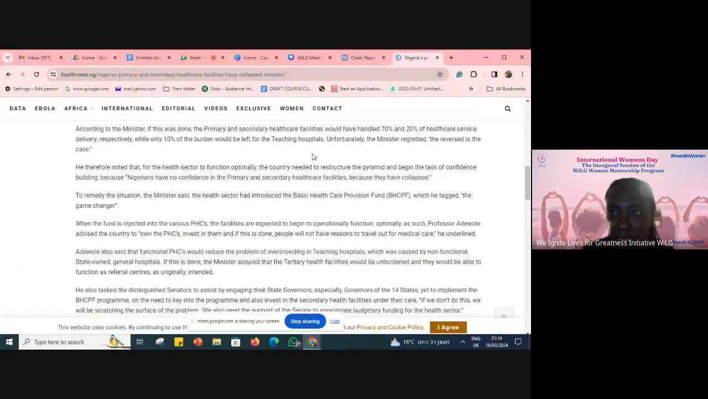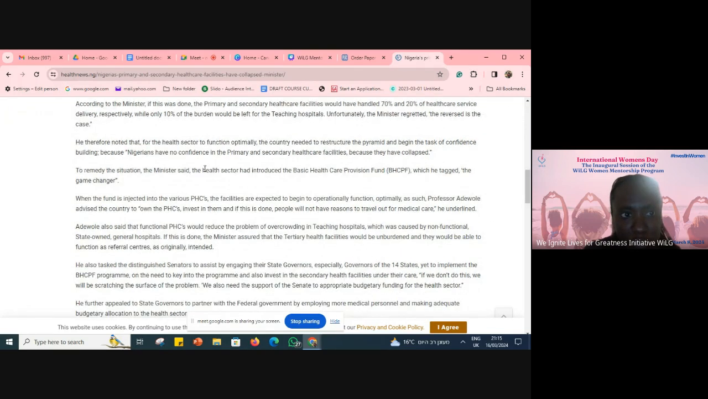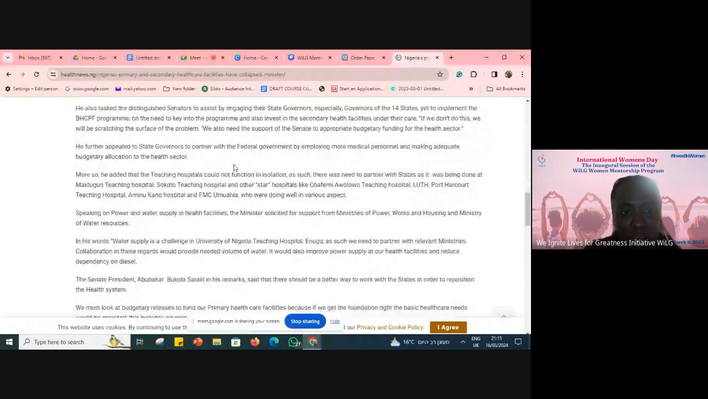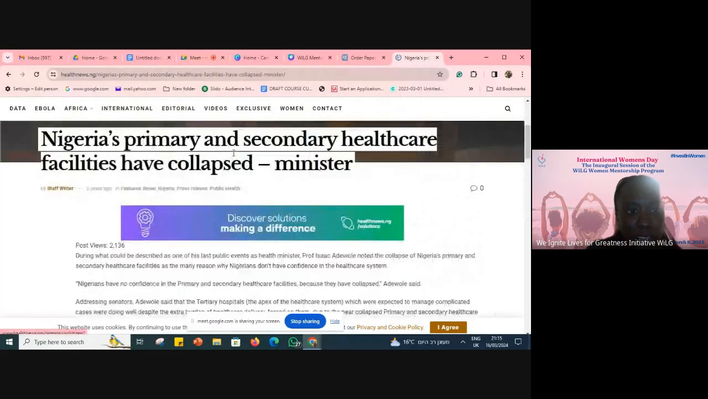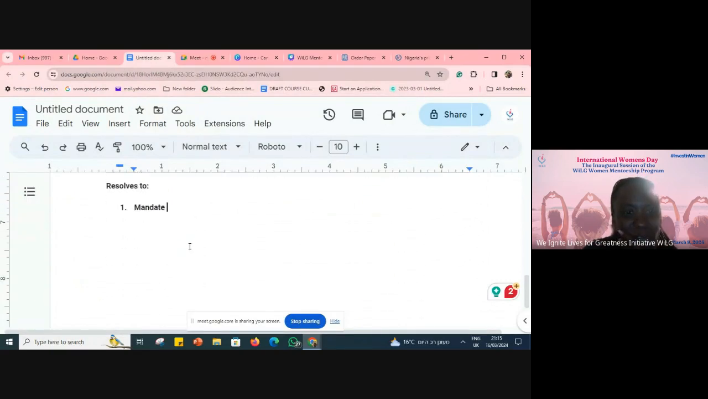So you can come and get statistics now. According to the minister, the primary healthcare facilities would have handled 70% of healthcare service delivery, while only 10% of the burden will be left to teaching hospitals. Unfortunately, the governor referred that the reverse is the case. So he's saying that the hospitals are bad. I mean, you can read more and get statistics, right? But it would take us so much time. So let's go to mandate the Committee on Health.